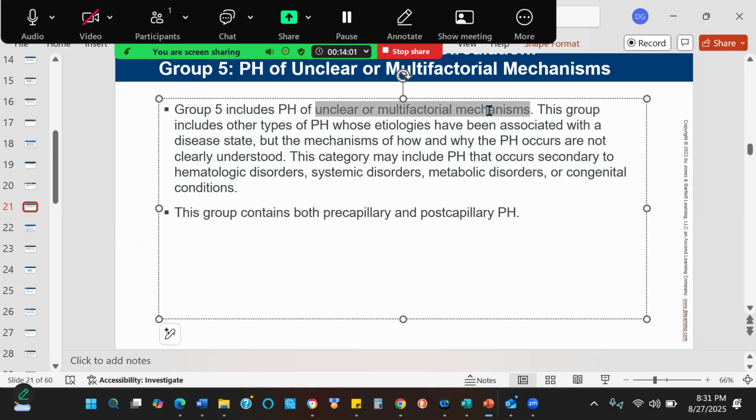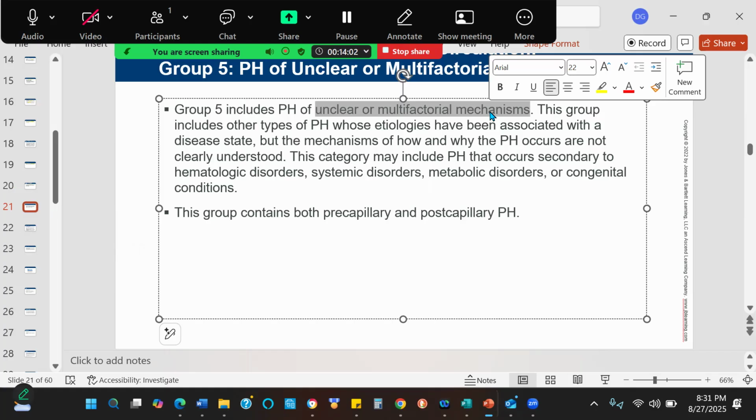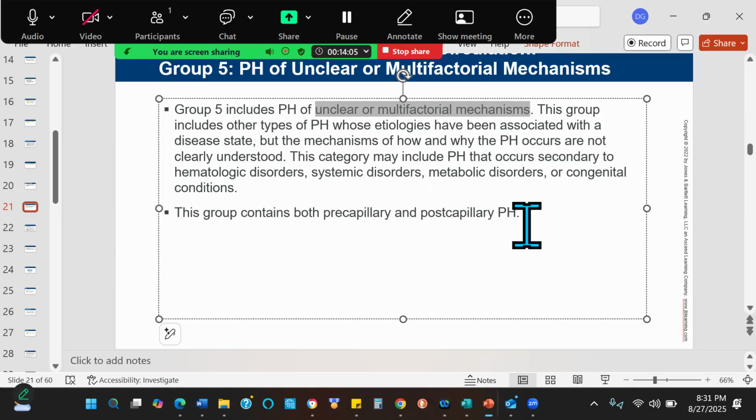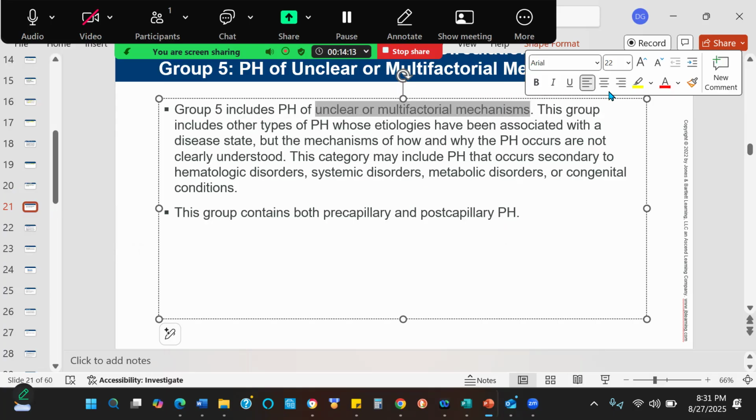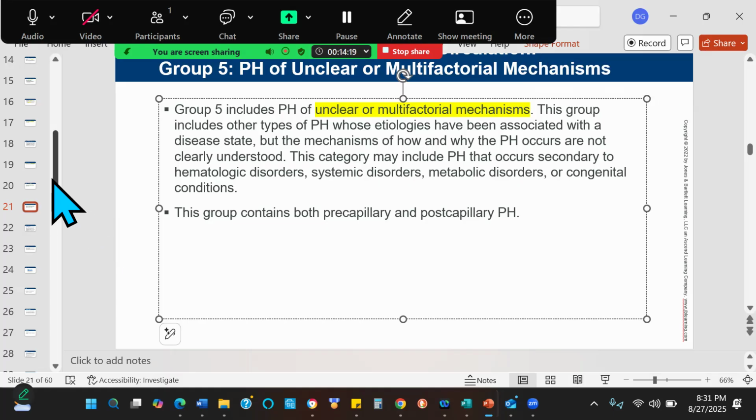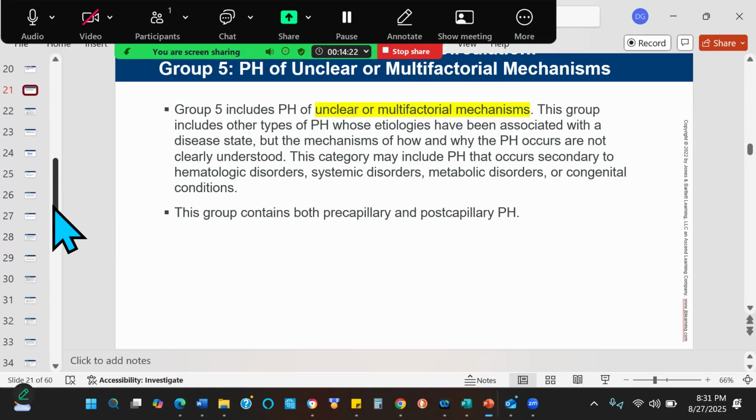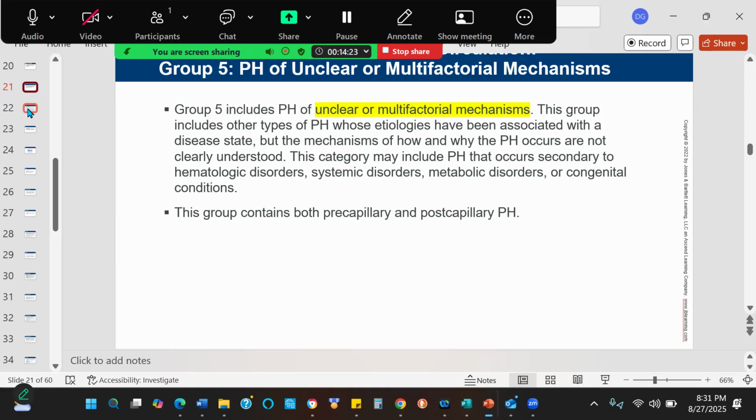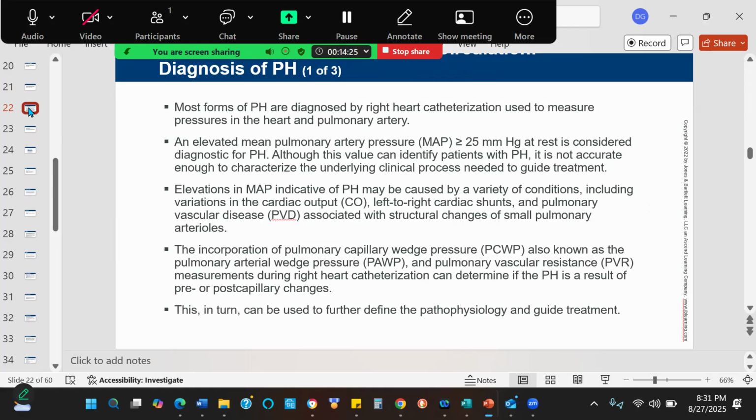This group includes things associated with disease state, why it happens, not clearly understood. You might say this is idiopathic. One of my professors said when a disease is idiopathic, that means that we're idiots about it because we just don't really know. We just don't really know why it is happening. So there you go. You got your 5 types of pulmonary hypertension. You might see a question on that in this test. I've not seen a single board question about it, though.